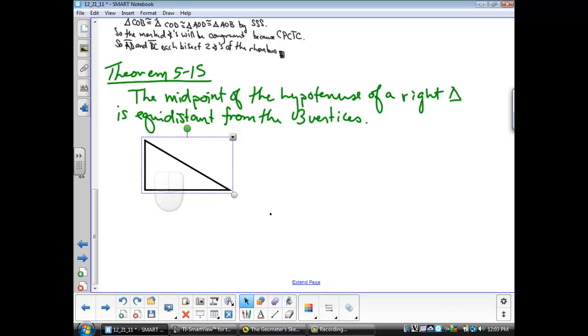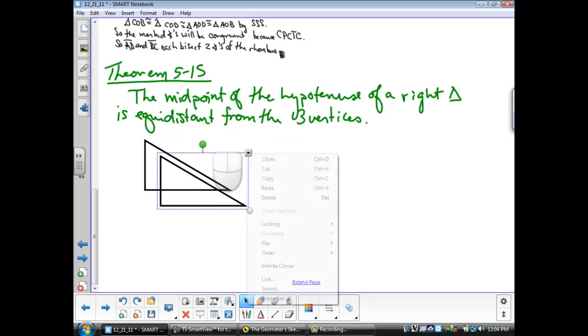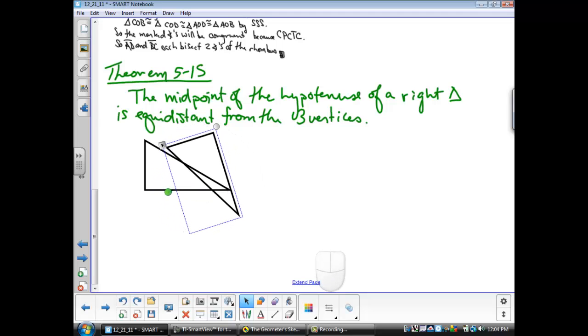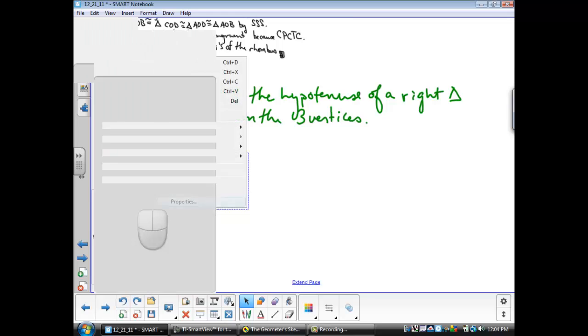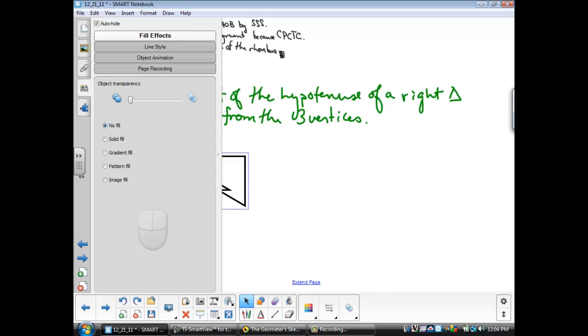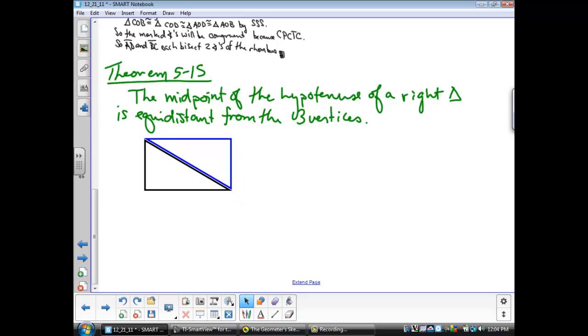And then, if we flip this right triangle and rotate it, let's clone it first, and then flip it, and then rotate it. Oh, I don't think that's exactly what I want. Flip it again. Okay, so let's undo, and let's just rotate it. Yeah, that's what we want, just rotated. I'm going to change the color of this so that it looks different than the original.